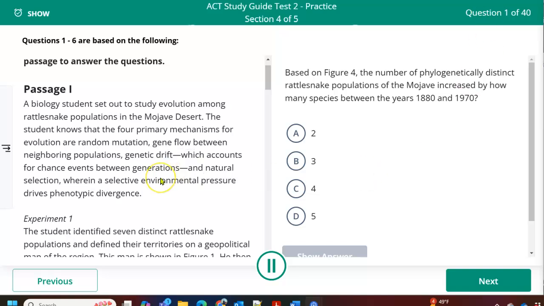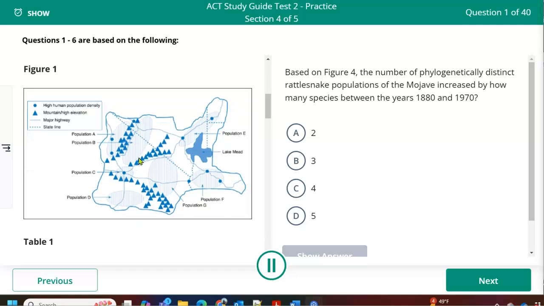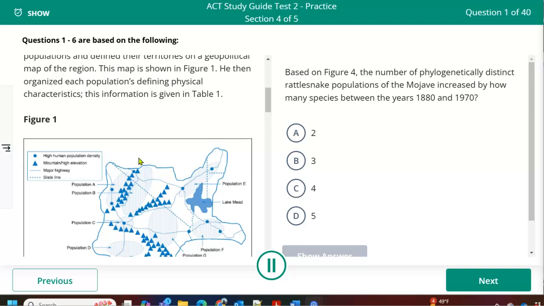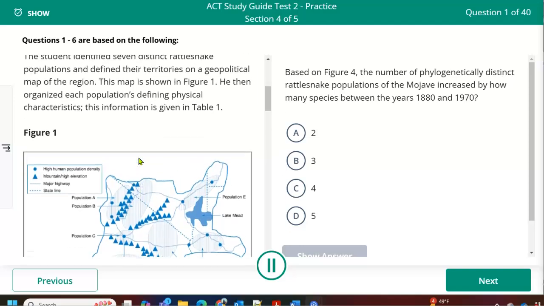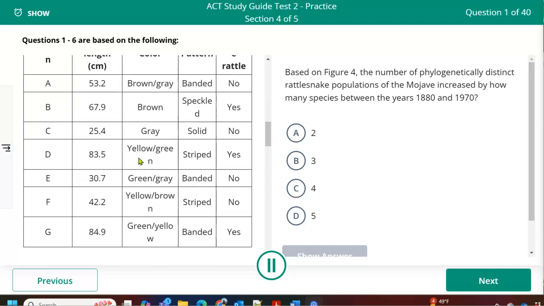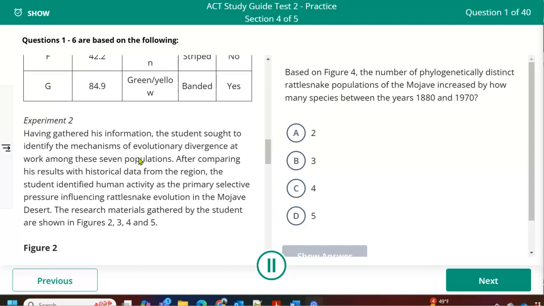But okay. The student identified 7 distinct, and again, I think I'd underline that, 7 distinct rattlesnake populations. Define their territories, and this map is in Figure 1. All right, don't spend too much time on that right now. The map. Physical characteristics, that's given in Table 1. Again, be aware that it's there, but you don't have any context yet with which to interpret any of this until you see the questions.